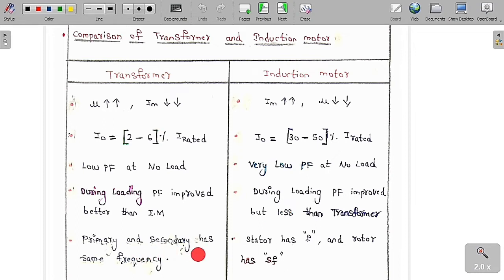In a transformer, the primary and the secondary have the same frequency. Whatever the frequency in the primary winding, the secondary winding has the same. Whereas in the induction motor it is different: the stator winding has a frequency F and the rotor winding has a frequency S into F. So both are different frequencies.